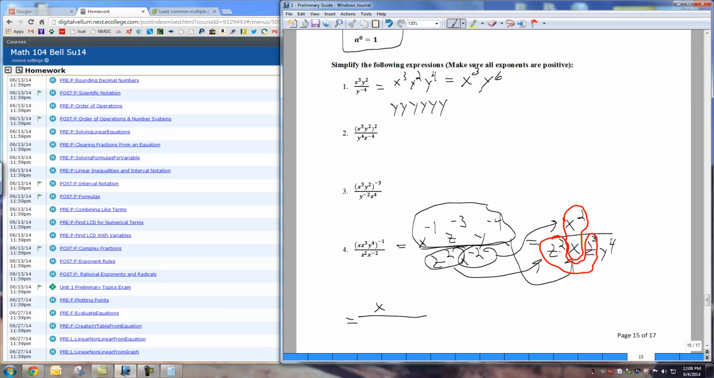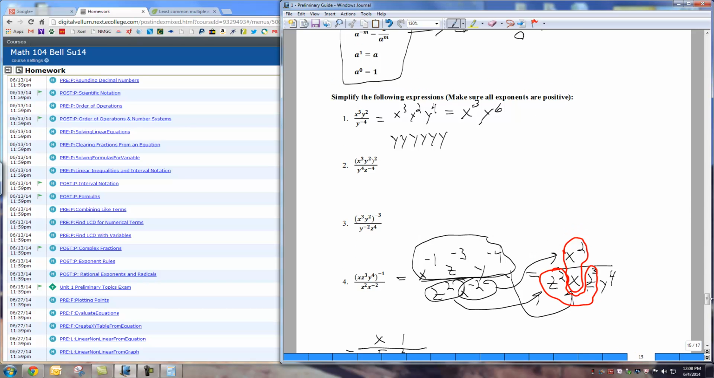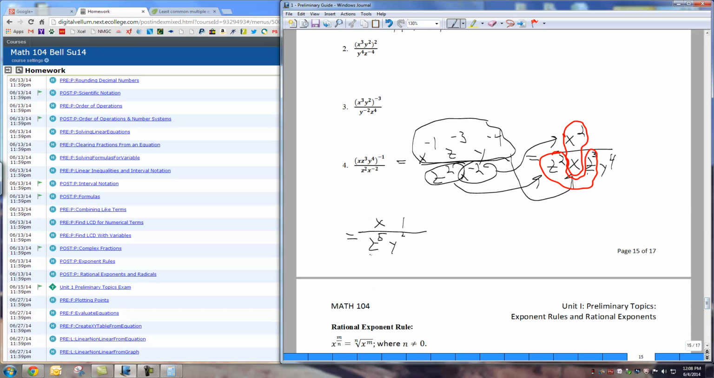divided by z squared times z cubed. How many z's do we have here? We have 5, 2 here and 3. So this becomes z to the 5th, y to the 4th.